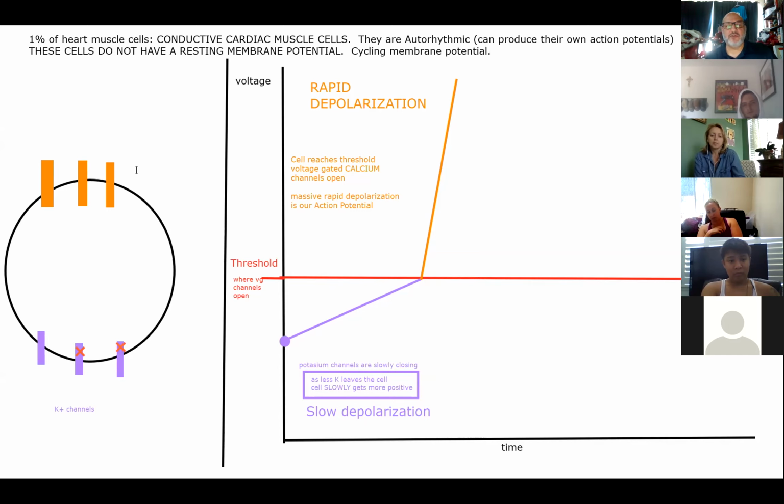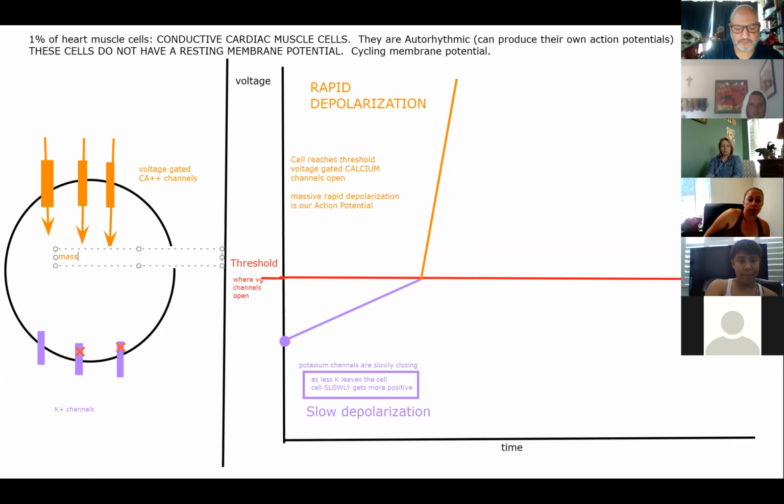But here we have those voltage gated calcium channels. And that's going to be too big, so let's make that there. And these are the ones that open at threshold. And of course, when they open at threshold, massive amounts of calcium enter the cell. Perfect. And we get our rapid depolarization. All right. Questions on that?